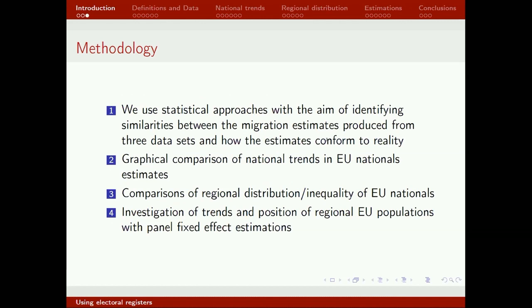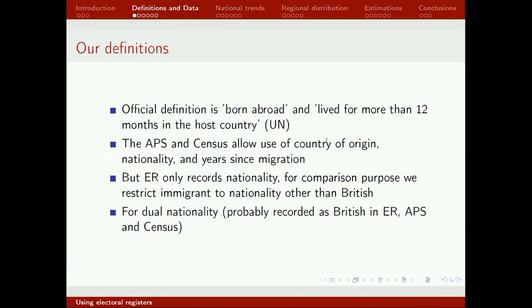So we compare, most of our comparison is actually done using the census 2011, but we use the APS as well, and we compare that to the figure we get from the electoral register. So it said things about the definition. Of course, we use the same definition that we have available in the ER, in the APS and the census. So we use simply foreign nationality. We don't have the country of origin and the nationality, nor the year since migration in the electoral register. So we can't use that.